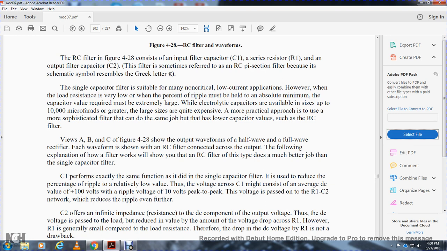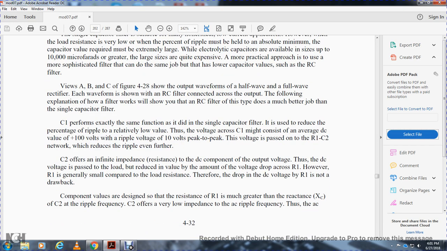Electrolytic capacitors are available in sizes up to 10,000 microfarads. Larger sizes make little practical sense, and the most sophisticated filter approaches can do some of the job. Low capacitor values can be used in resistor capacitor filters such as views A, B, and C in figure 4-28, which show the output waveforms of the half wave and full wave rectifiers. Each waveform is shown with the RC filter connected to the output. The following explanation shows that an RC filter does the job much better than the single capacitor filter.